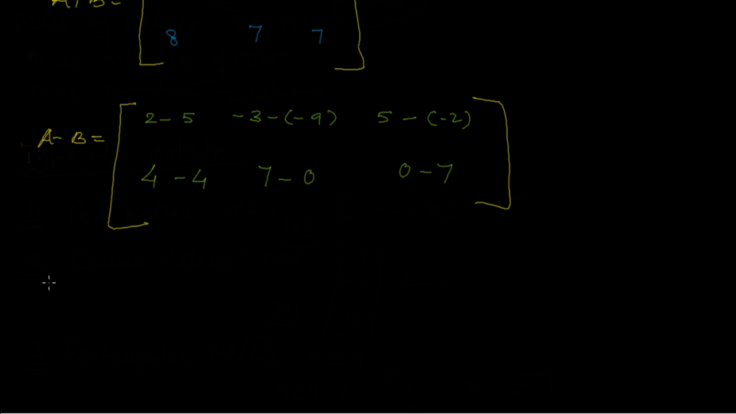So A minus B would be: 2 minus 5 is -3, -3 plus 9 is 6, 5 plus 2 is 7, 4 minus 4 is 0, 7 minus 0 is 7, and 0 minus 7 is -7. So in this way, we could easily find the subtraction of two matrices. The condition is that the orders of both matrices should be the same. Then we could add or subtract them.